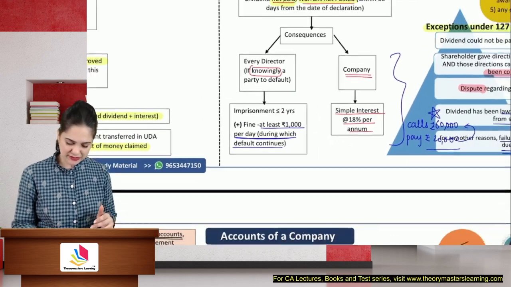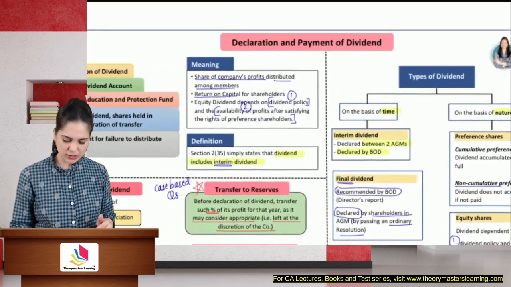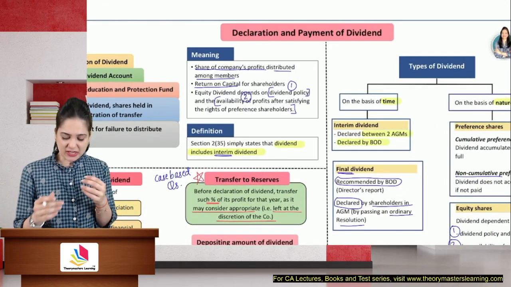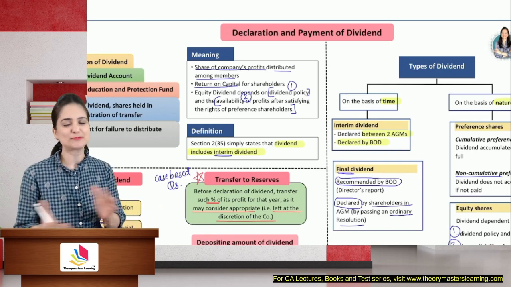All right. So students, with this, we come to an end of our chapter on declaration and payment of dividend. We completed the entire chapter. We covered all the sections in just 2 pages. That is the beauty of Chartbook.